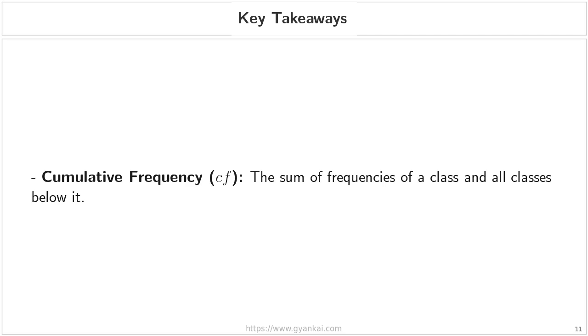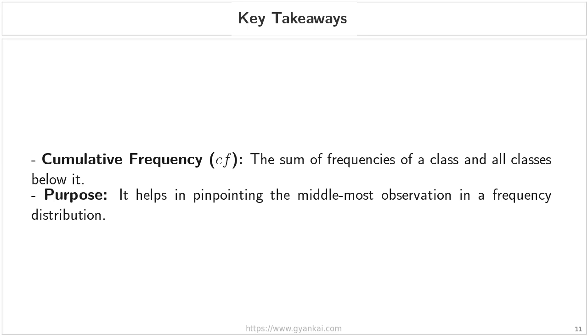Key takeaways. All right, we have reached the end of our lesson. Let's quickly recap the key takeaways to ensure you have a solid grasp of the topic before we wrap up. First, let's revisit the definition of cumulative frequency, or CF, as we write it. Remember, it isn't just a random number, it is the running total. Specifically, it is the sum of the frequency of a particular observation and the frequencies of all the observations that came before it in our ordered list.